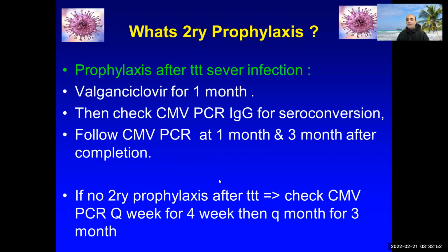What is the secondary prophylaxis? Prophylaxis after treatment of severe infection: ganciclovir can be given for 1 month as secondary prophylaxis. Then check CMV PCR and IgG for seroconversion, and follow CMV PCR at 1 month and 3 months after completion.